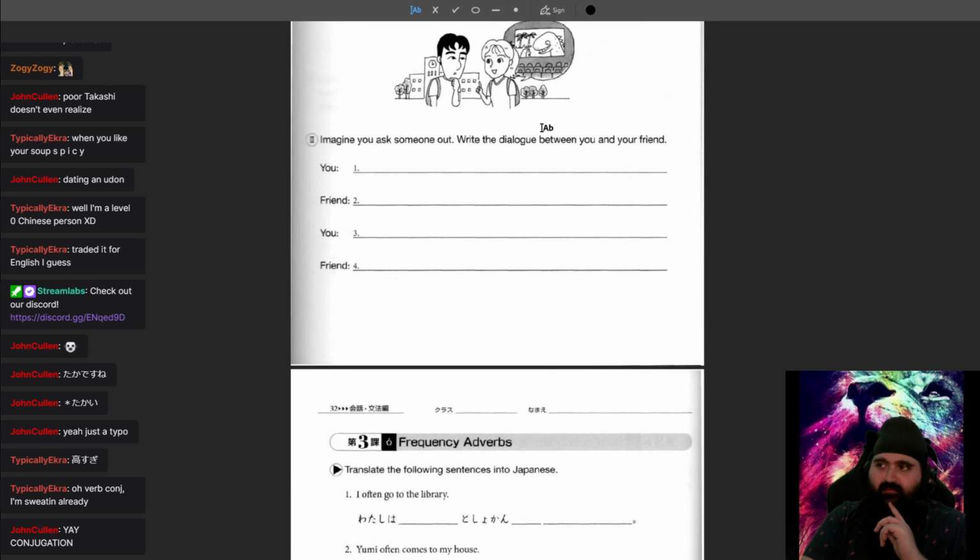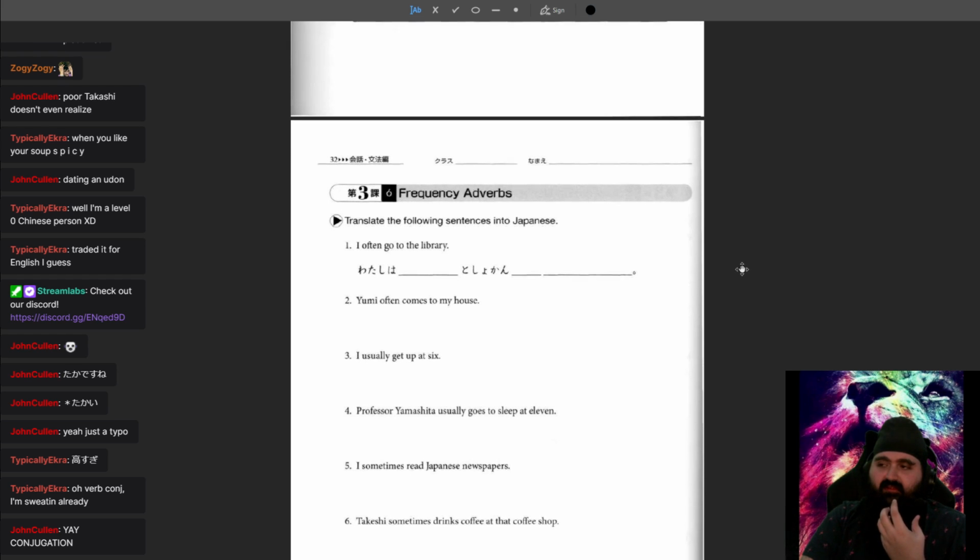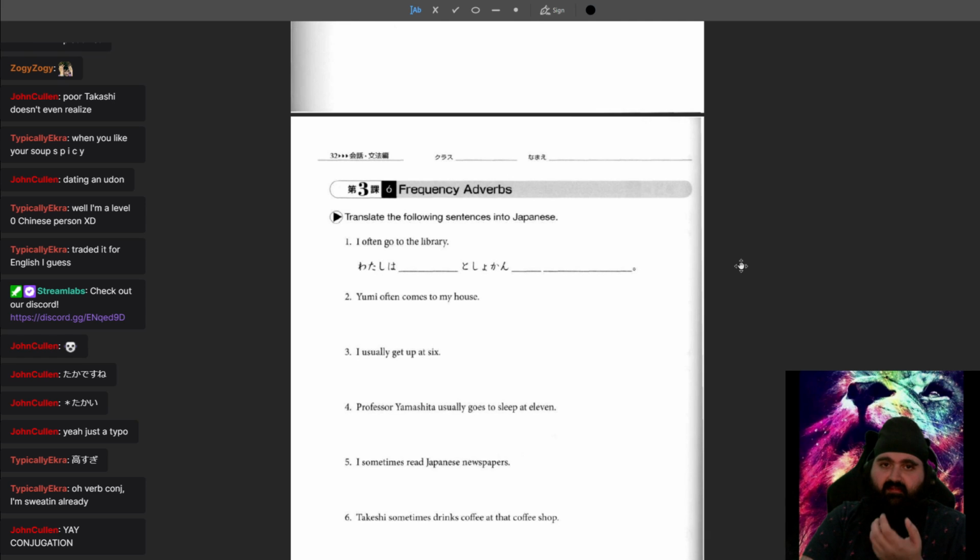Imagine you asking someone out. This is where the plot thickens between Takeshi and Mary, I guess. Frequency adverbs, which are very good too. So like daitai, tokidoki, yoku. Words that really help you imply meaning, get meaning across. Frequency adverbs are very, very important in English. Like sometimes, often, rarely, never, always. These words are really important, right? Even though we don't really pay attention to them.